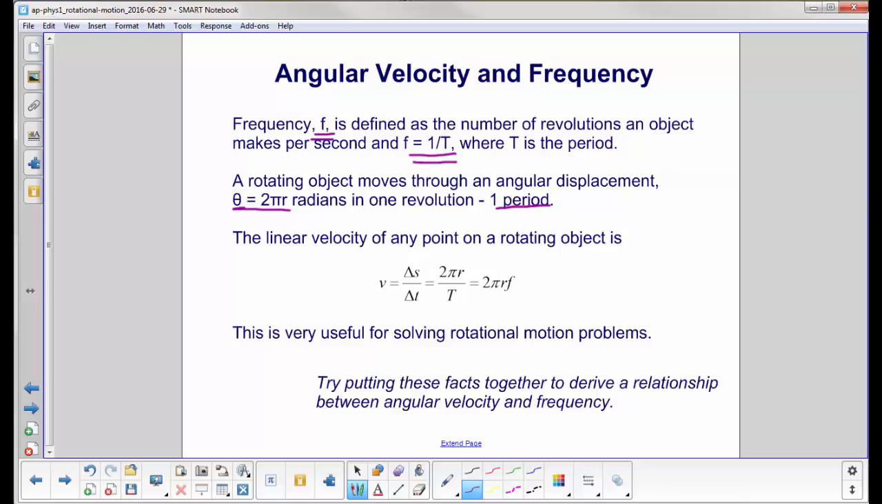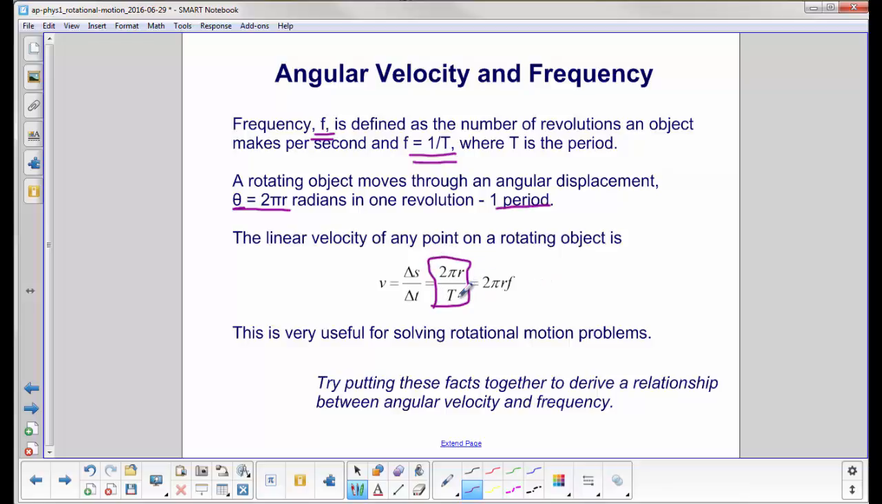So if I want to find the linear velocity of any point on a rotating object, or the tangential velocity as we've been naming it, the velocity will be your arc length covered divided by time. So if you make a complete circle, what distance have you covered? Well, you've covered 2 pi r, and what time did it take you to do that in? A period. So this equation right here, velocity is 2 pi r over T, is very important.